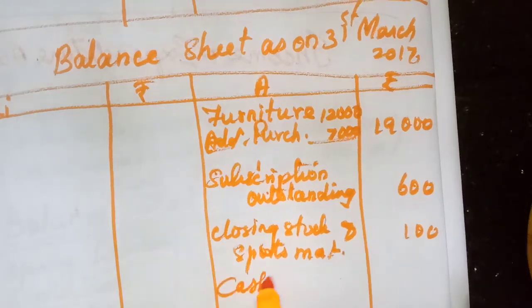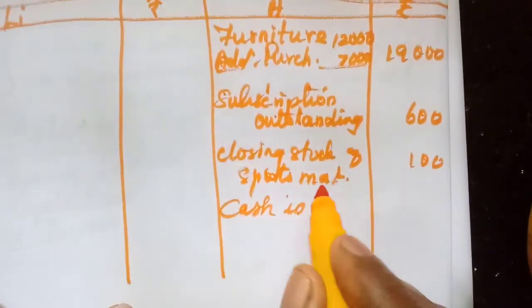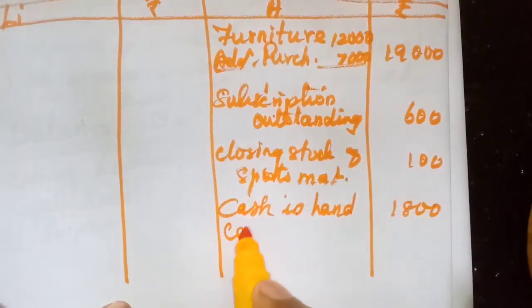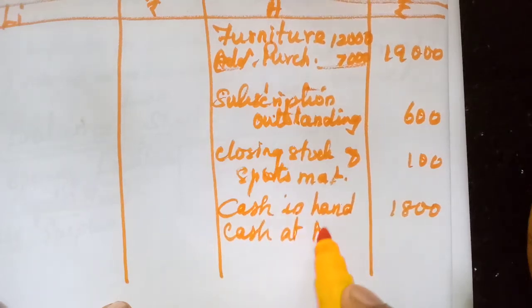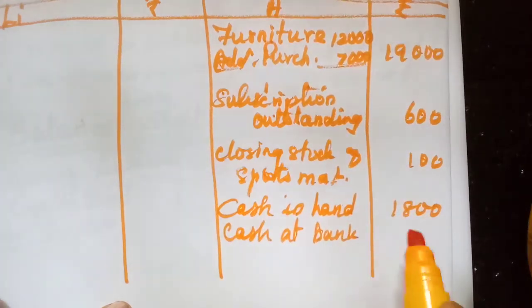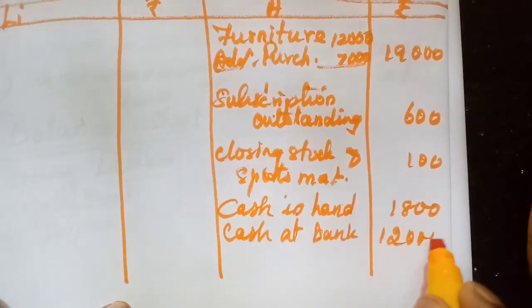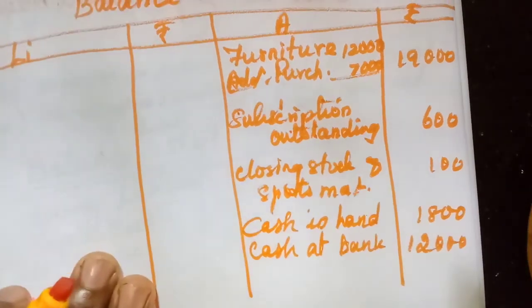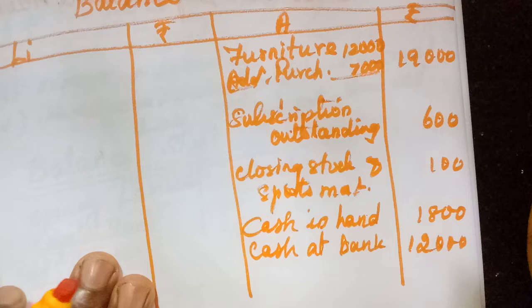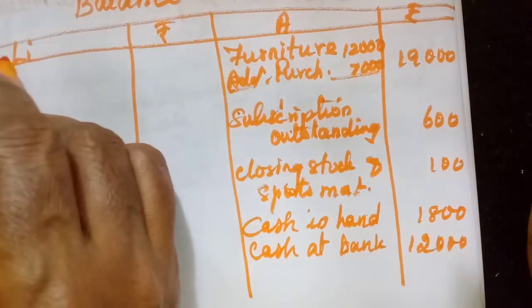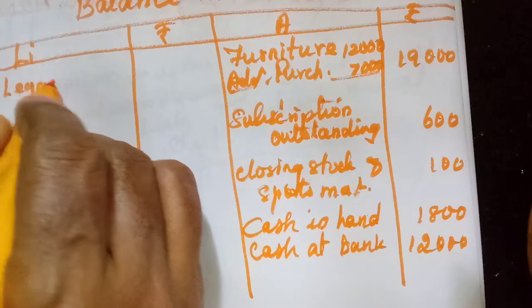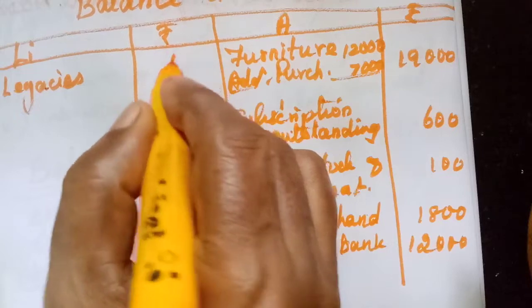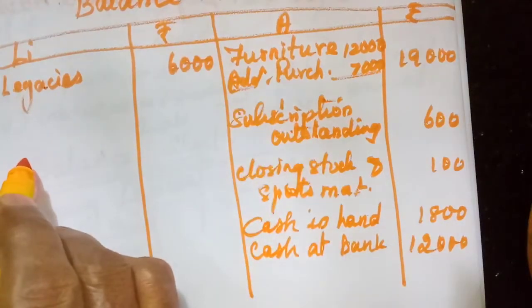Cash in hand 1,800. Cash at bank 12,000. Okay, we have entered everything. Now we will come to the liability side. Liability side, what? Legacies. What is given in the receipts and payments account? Okay, legacies 6,000. Then collection we have entered.